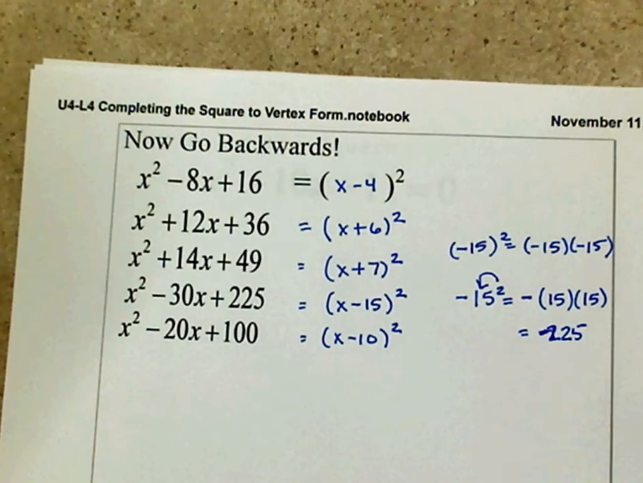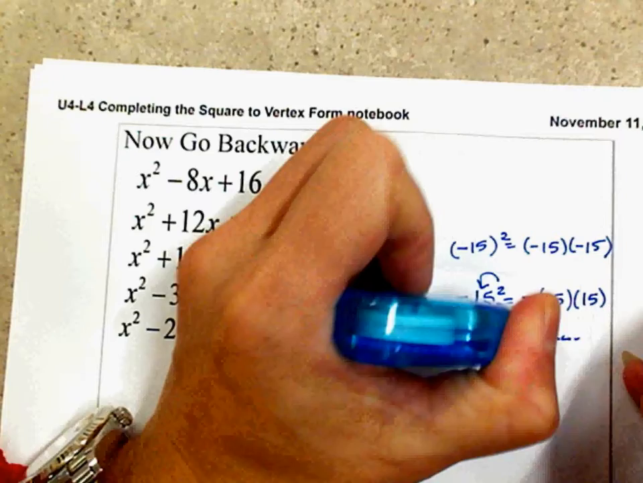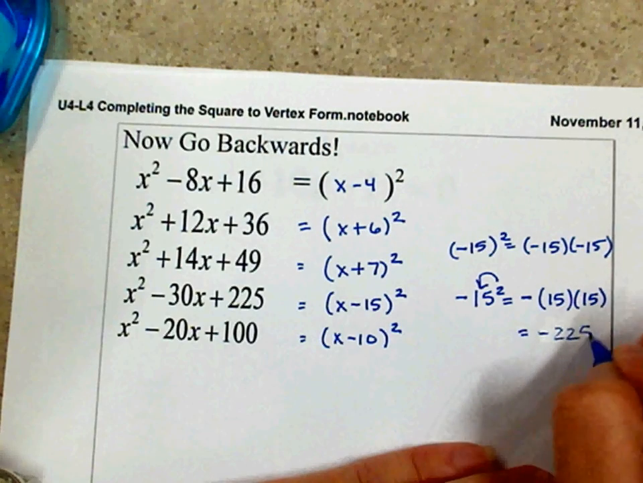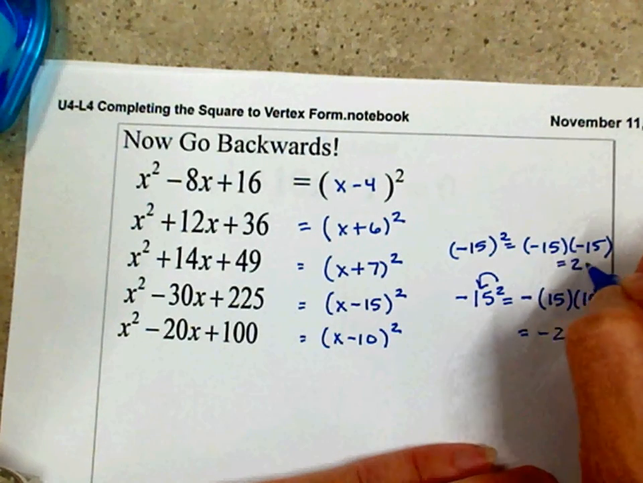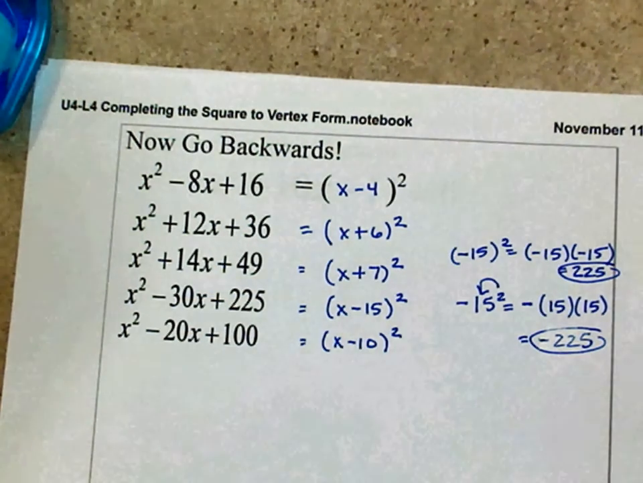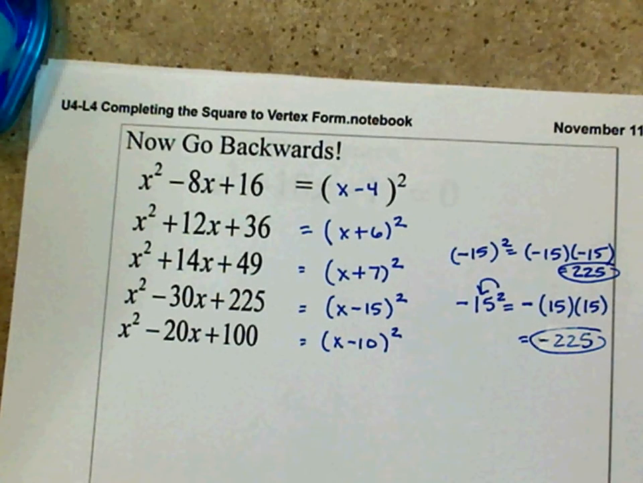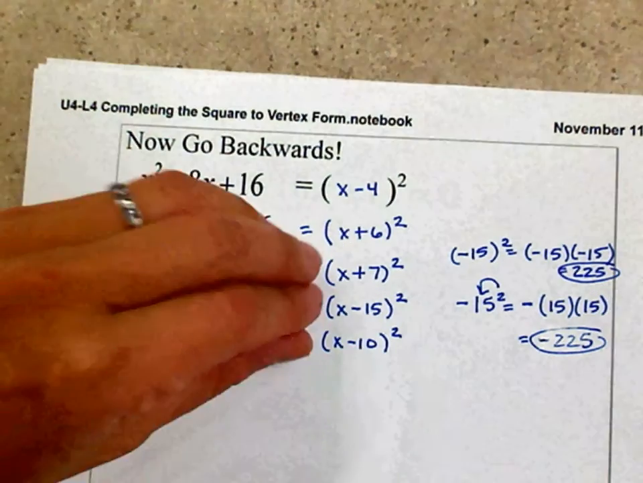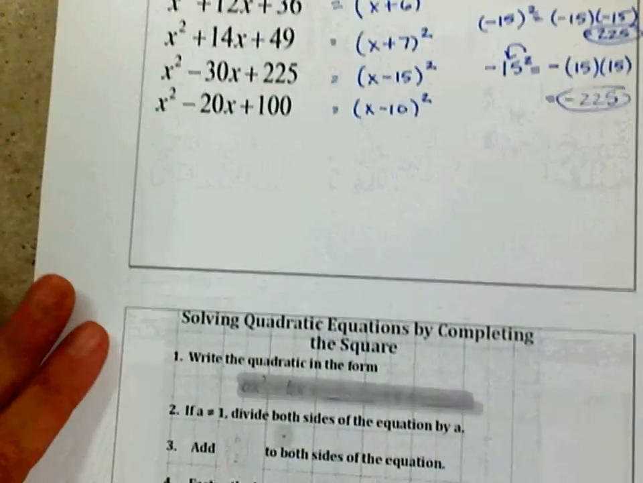Okay. Let me rewrite that. I don't like the way it looks. There we go. Negative 225. Whereas this one is positive 225. Notice the difference in the two. Okay? All right. Well, we're going to use this to help us do completing the square. Here are the steps for completing the square.